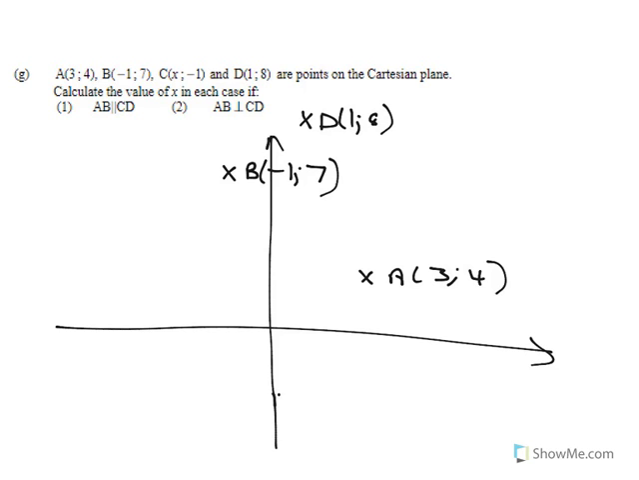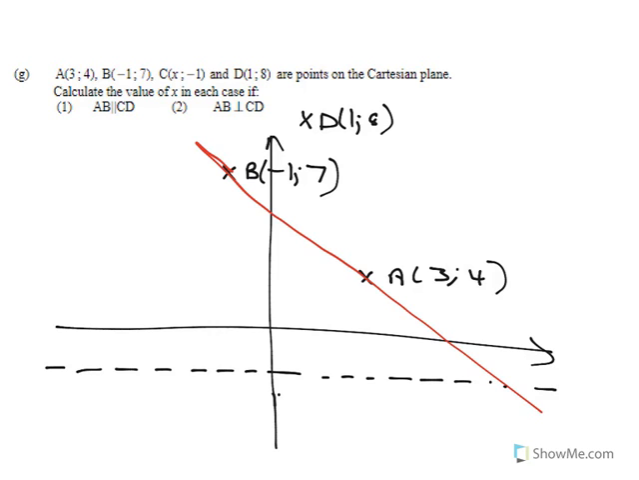Okay, and we're told in the first instance that AB is parallel to CD. All we know about C is that its y coordinate is negative 1. So C could be anywhere along this line, right? But we're looking for C such that AB and CD will be parallel. So that suggests that CD will look like that, and C would be somewhere here. We need to figure out what that x coordinate is. And we know that parallel lines have equal gradients, so if we know the gradient of AB, then we know the gradient of CD.